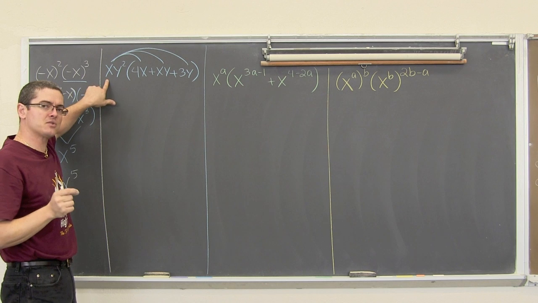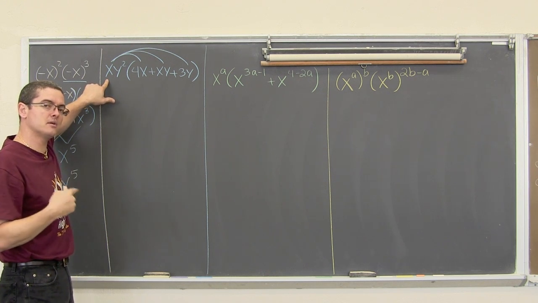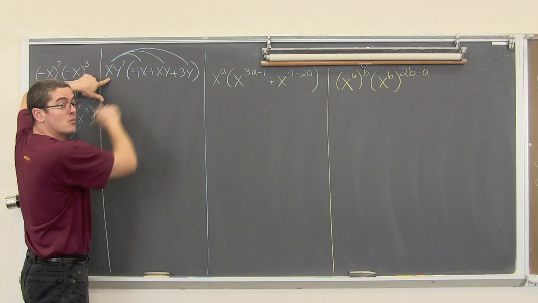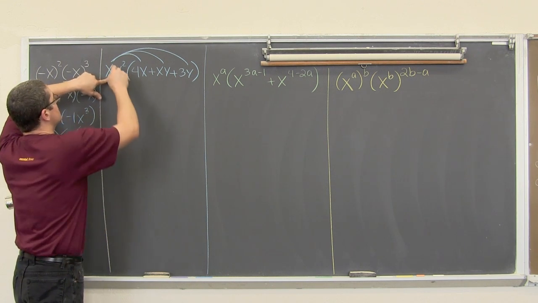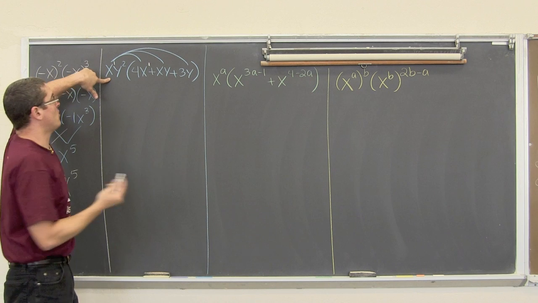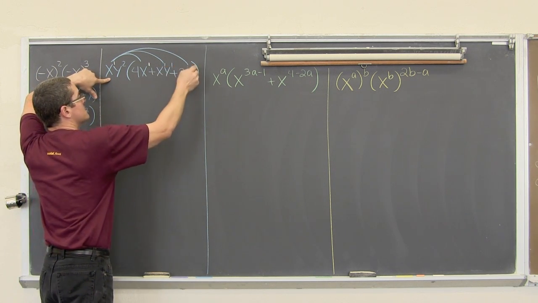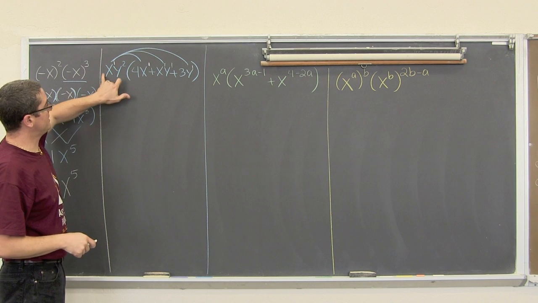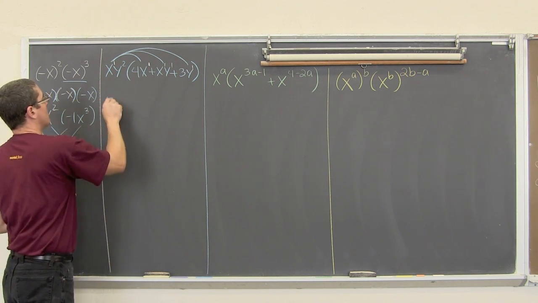I'm going to go a little bit faster now because hopefully now you're getting used to the multiplication property. And when you multiply like bases, you add the exponents. Well, I'm going to add those in. This x has an exponent of 1, and this has a 1, and this has a 1, and this has a 1. So we have 4 from 1 times 4, so we have 4.